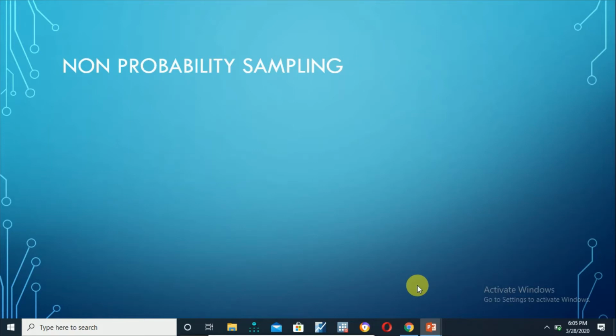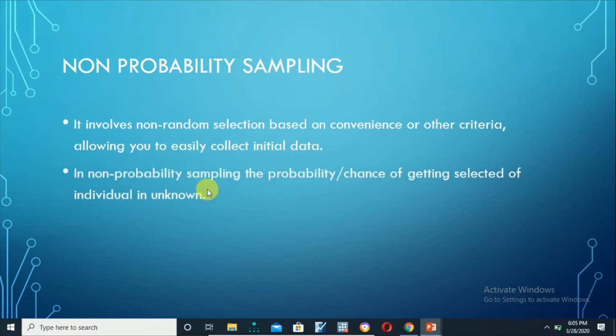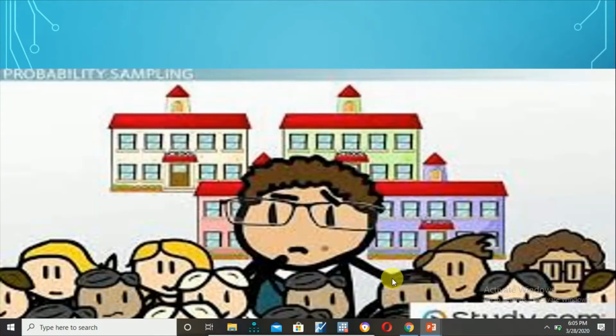Non-probability sampling. This involves non-random selection based on convenience or other criteria, allowing you to easily collect initial data. In non-probability sampling, the probability or chance of selection of the individual is unknown. Non-probability sampling is not generalizable. It could only be generalized to the selected population.